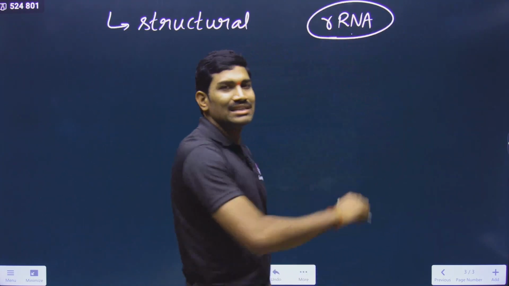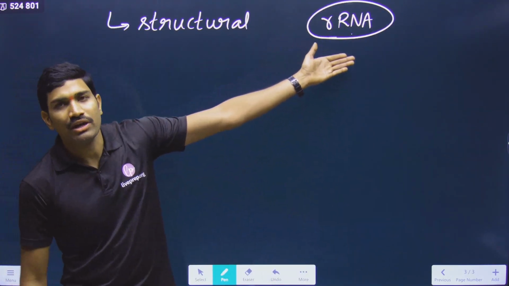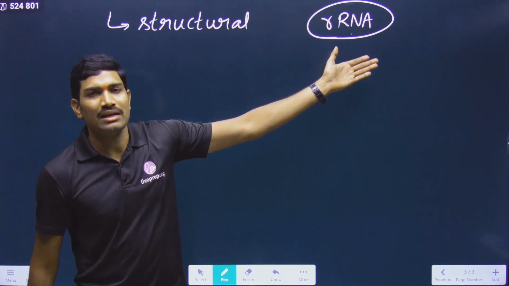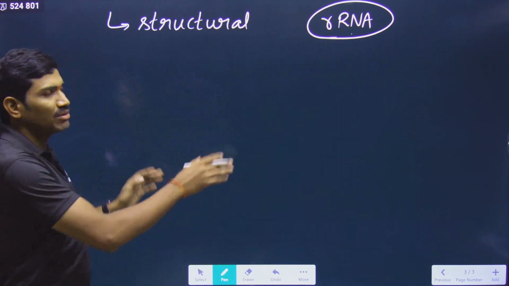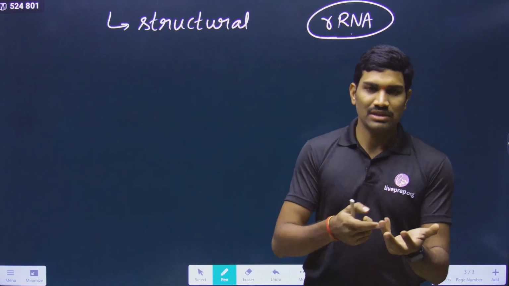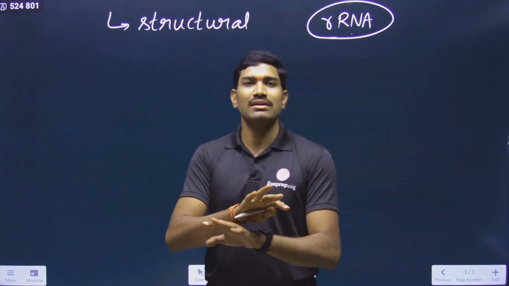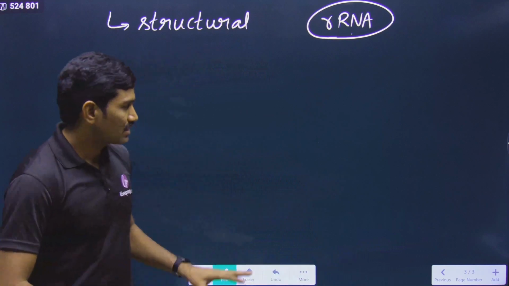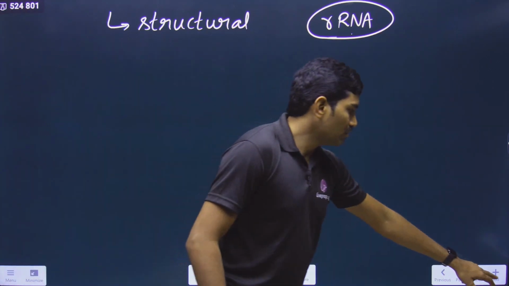The RNA that is required for formation of ribosomes is called ribosomal RNA, rRNA. So these are some of the important functions of RNA that we are studying here. So with this, the roles of RNA are completed. Clear? And after this, now we will go with NCERT content.